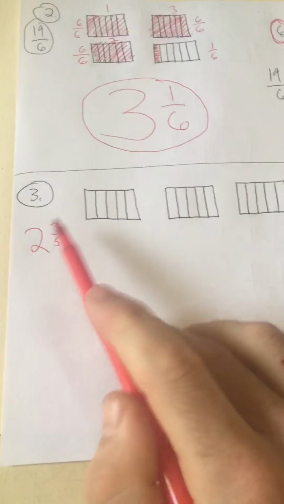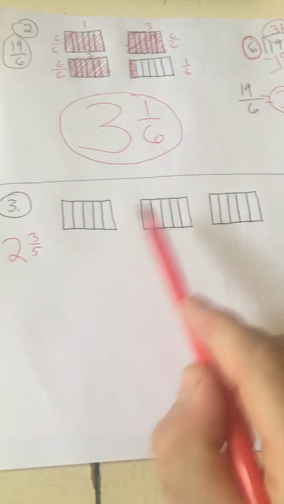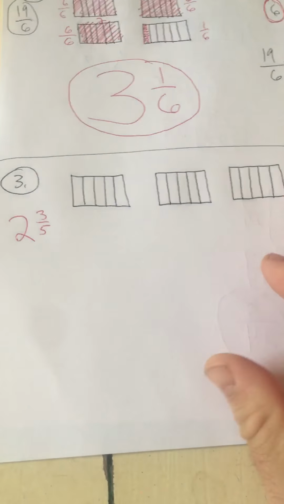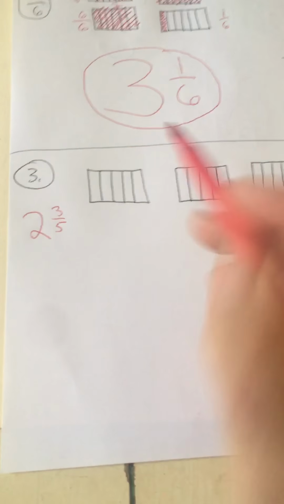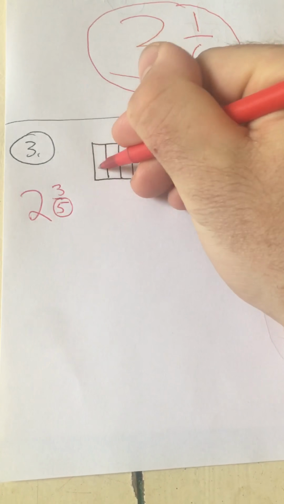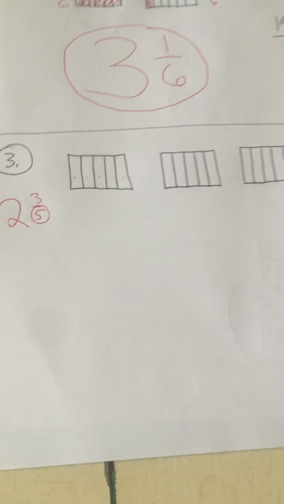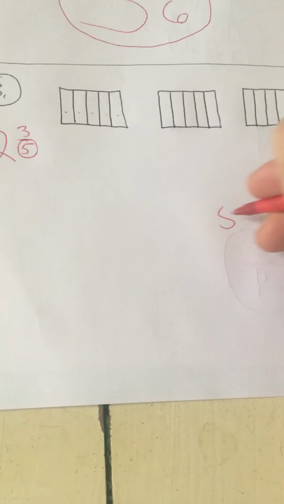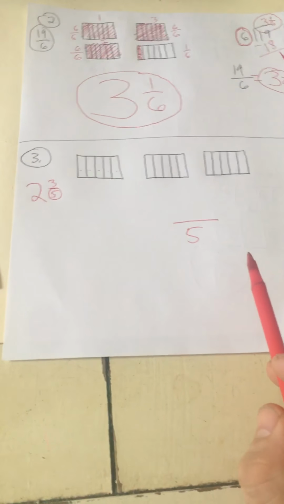Okay, so here, I drew 3 holes because we have 2, and then we're going to have some more of the third hole. So we need actually 3 holes here. Okay, so these are all cut into fifths because that's our denominator here. So there's 1, 2, 3, 4, 5 equal pieces in each hole. Okay? So we're trying to figure out how many fifths is that all together.